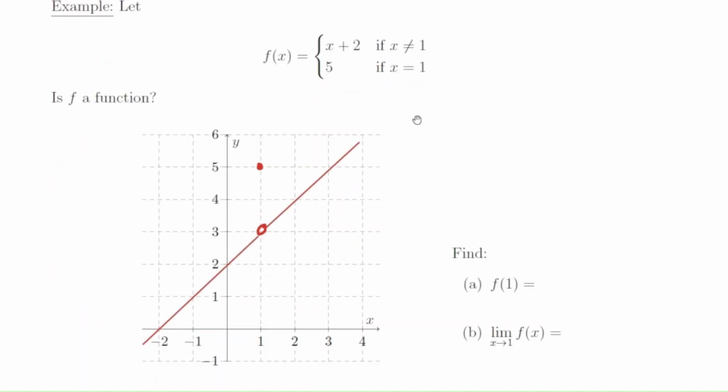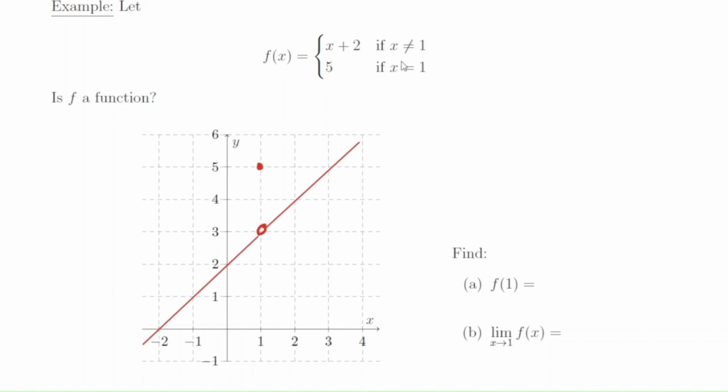Okay, so let's look at another example. Here we have a function that's a piecewise function, so it has 2 different formulas: one formula if x is not equal to 1, another formula if x equals 1. So notice we could ask, what's f of 1? Well, f of 1 would be 5. But then we could ask, what's f of 9? Well, we have to ask ourselves, is 9 equal to 1 or not? 9 is not equal to 1, so we have to plug in 9 here. If we plug in 9 here, we get 11. So f of 9 would be 11.